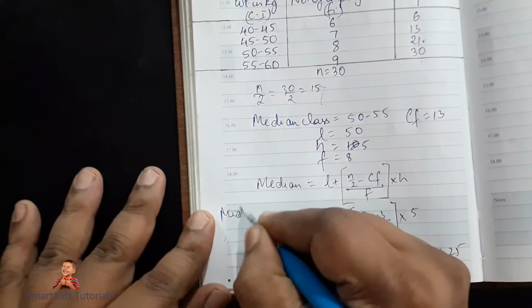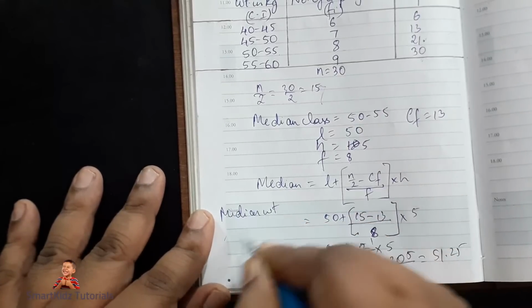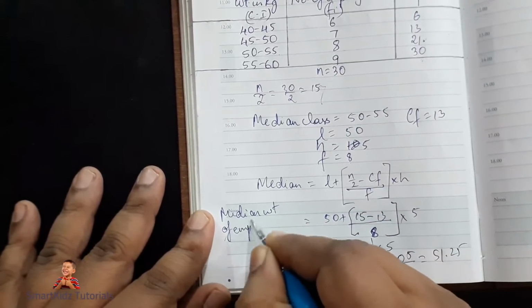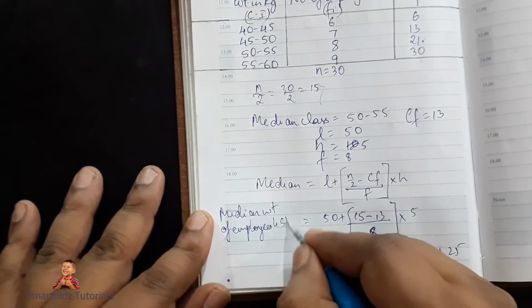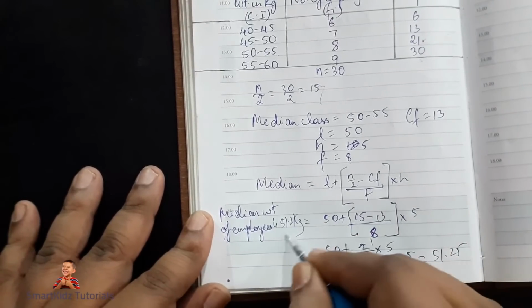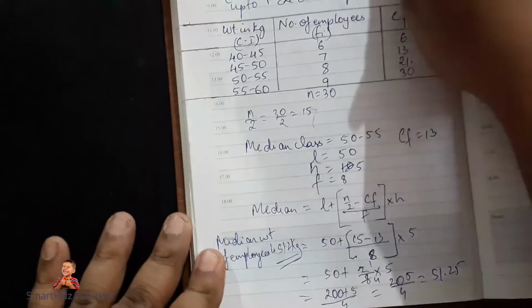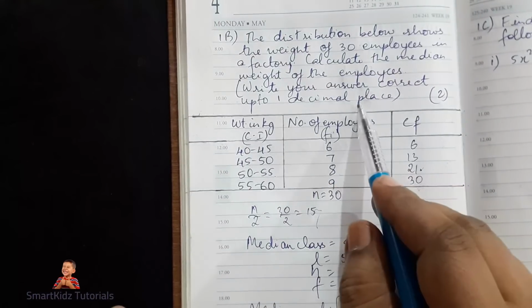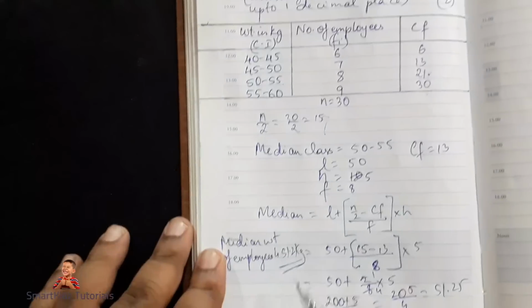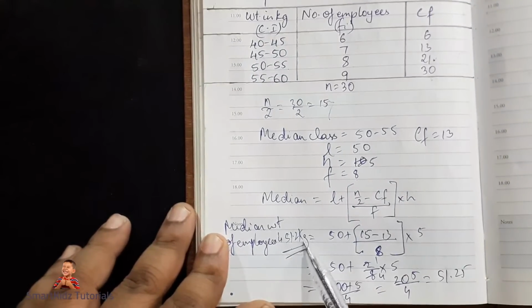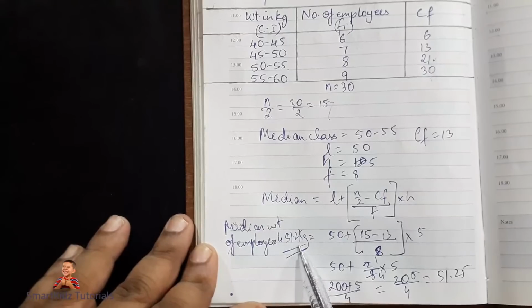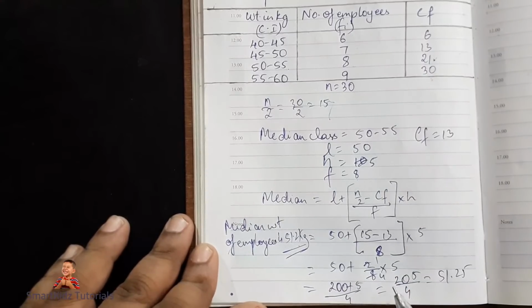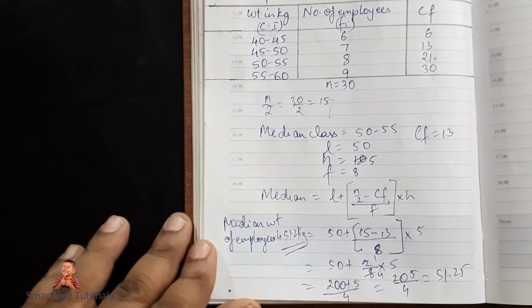that the median weight of employees is 51.2 kilos. Because we are told to write our answer correct up to one decimal place only. So that is why I am going to take 51.2 and not 51.25 kilos. So this statement is necessary at the end of your answer. This is for 2 marks.